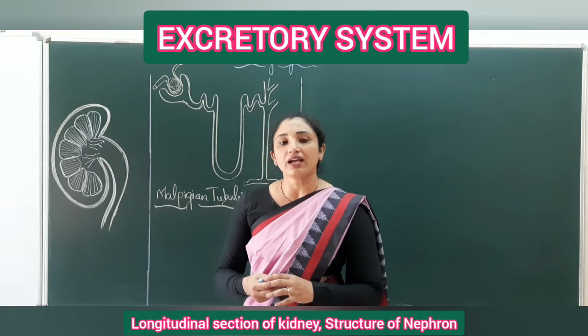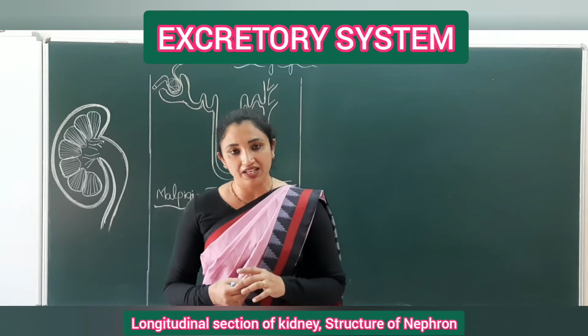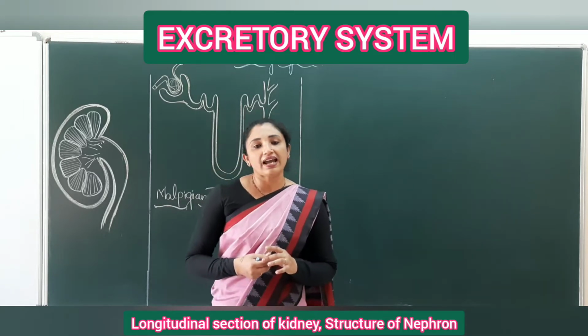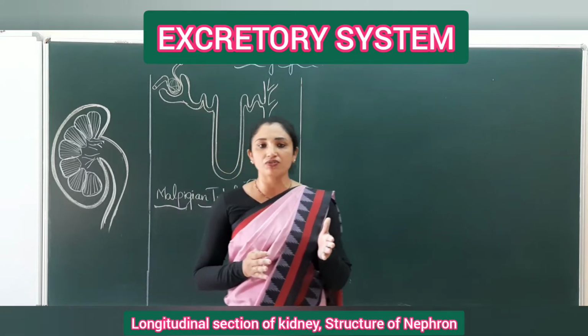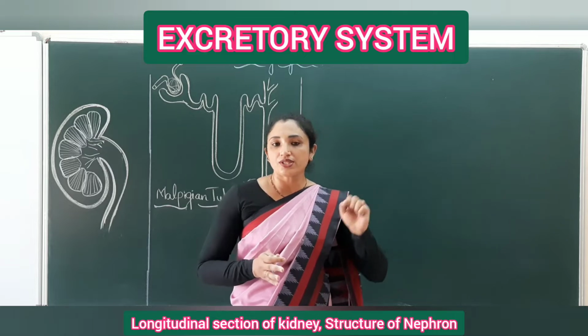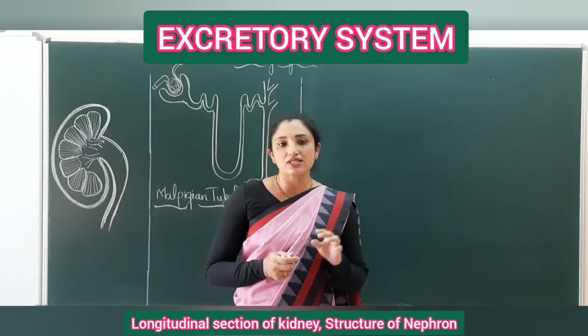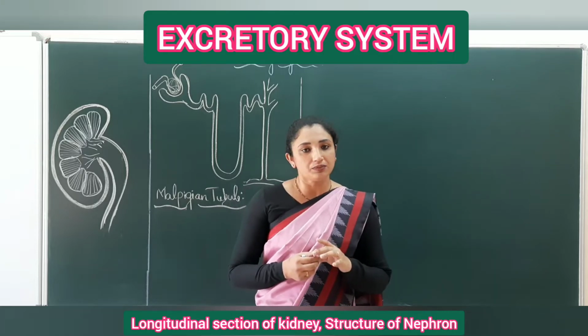Before I start, I want to stress upon one point which was taught in the last session, that is ADH. ADH stands for antidiuretic hormone. This hormone is secreted by the posterior lobe of the pituitary gland, and the production of this hormone is very necessary because it controls the water balance in the body. It maintains the water balance in the body.